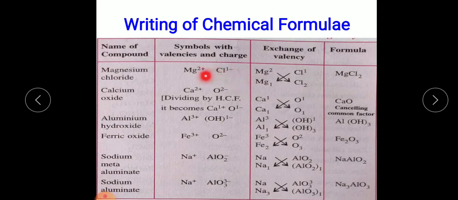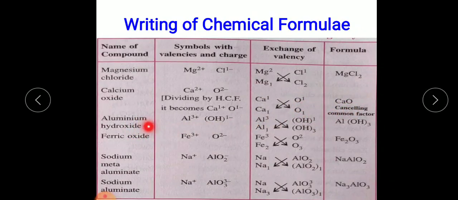Now what we'll do is exchange the valency. Say for example, chlorine has 1, so it will come for magnesium, and magnesium has 2, it will come for chlorine. So when you write down the chemical formula for this, we'll write Mg. If it is 1, no need to write, then Cl2. So the formula is MgCl2. Similarly, calcium oxide can be written in this form: calcium ion Ca2 plus, oxide O2 minus. Since both of them have the valency 2 and 2, we can cancel it and it will become 1 and 1. So if you exchange its valency, it becomes CaO.